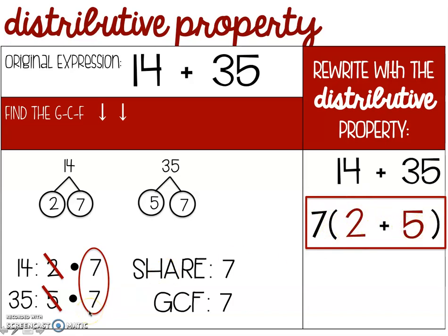So all you have to do when you're using the distributive property is first find the greatest common factor, then come over here, put your greatest common factor on the outside of the parentheses, and divide each term by the greatest common factor.